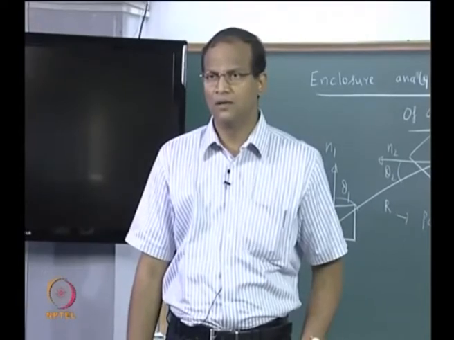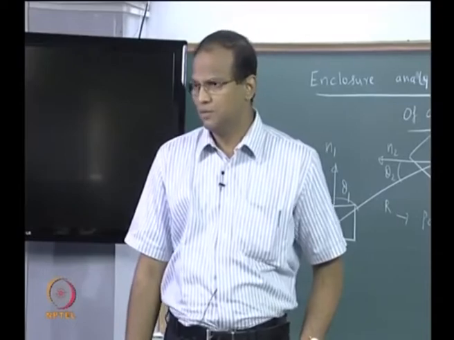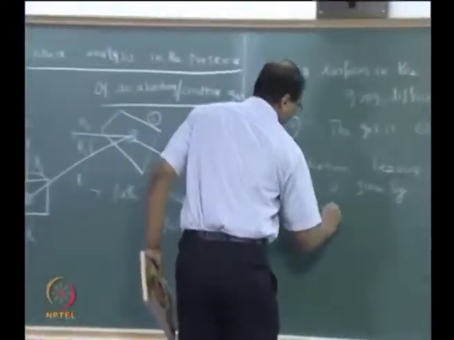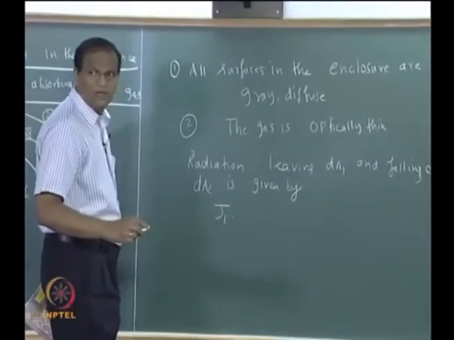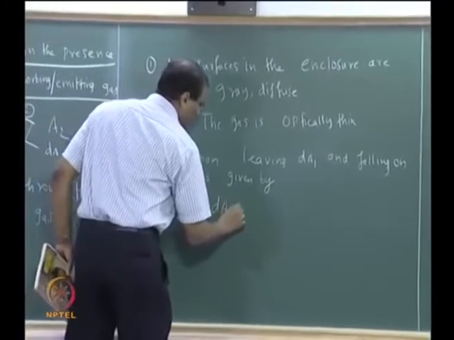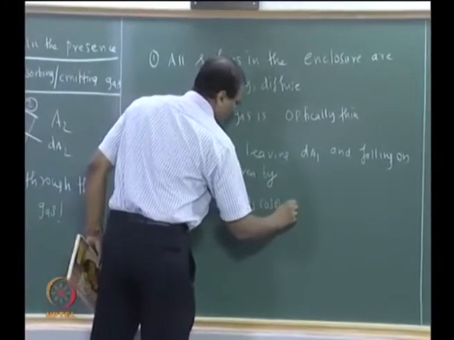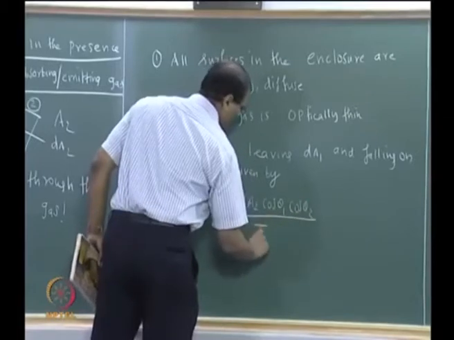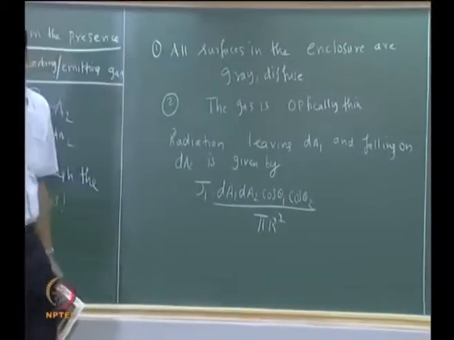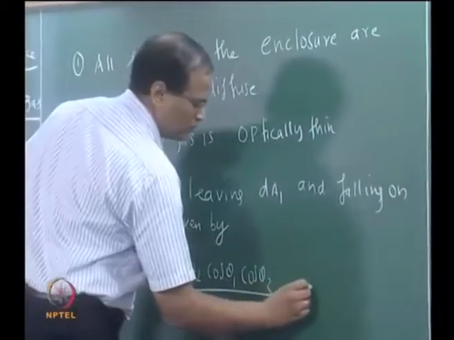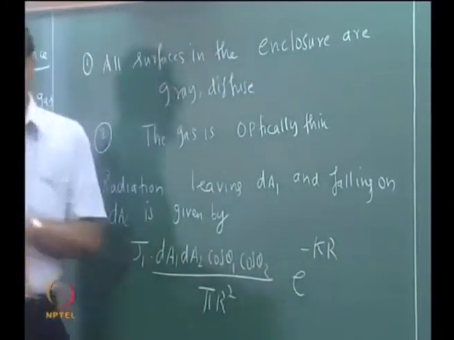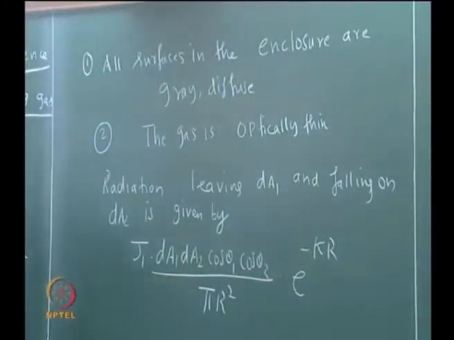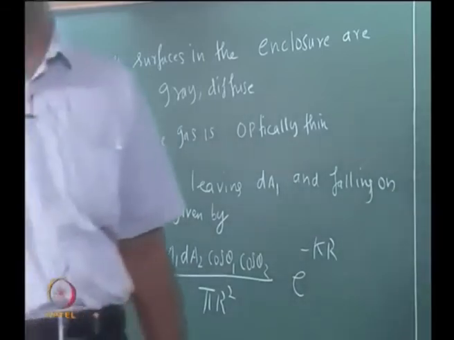J1 multiplied by the view factor terms, dA1. What is that extra term I have put? Attenuation, exponentially, e to the power of minus kappa R. Do not straight away ask me what is happening to emission, I will come to it. We will first handle the absorption.